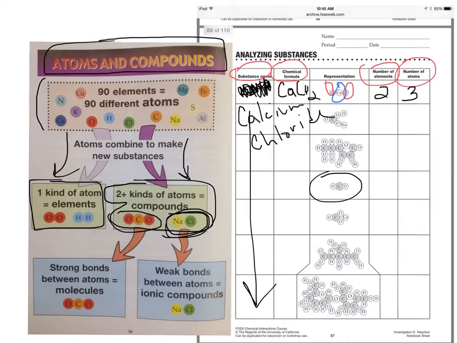Now, we haven't gone to the next level after naming a compound, but some compounds have strong bonds. We call those molecules. Some have weaker bonds between the atoms. We call those ionic compounds. Don't worry so much about that. The main thing I want you to know is from the 90 atoms that occur naturally on Earth, you can either have just elements or the atoms bond to other atoms to make compounds.